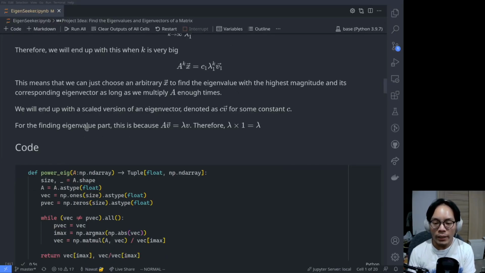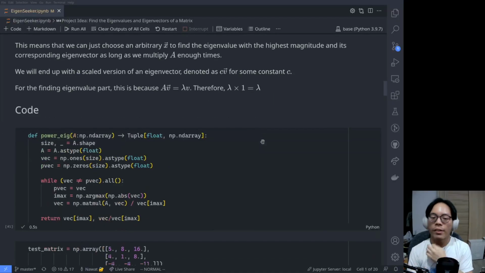And as for finding the eigenvalue part, this is basically because this is the definition of the eigenvector and eigenvalue. So if an element of an eigenvector is 1, when you multiply that vector by A, then it's going to be lambda times 1, because when you multiply a matrix to its eigenvector, it's going to scale by the eigenvalue. So it's going to be 1 times the eigenvalue, which is the eigenvalue itself.